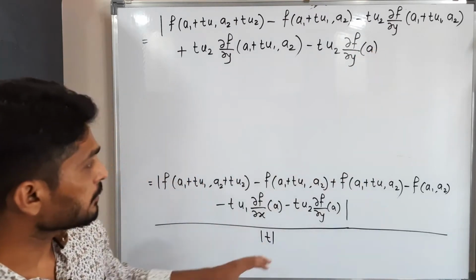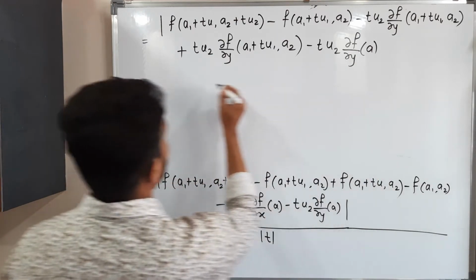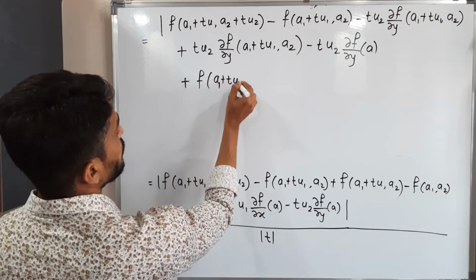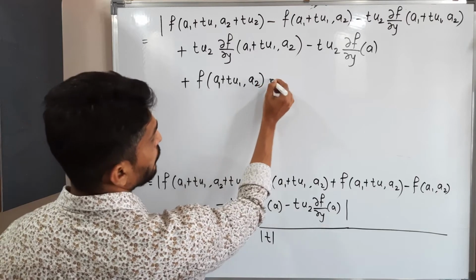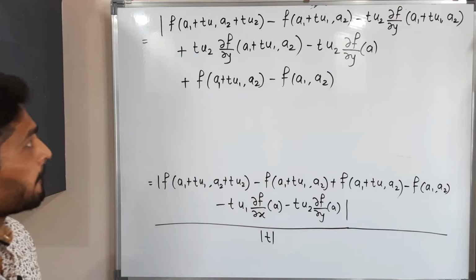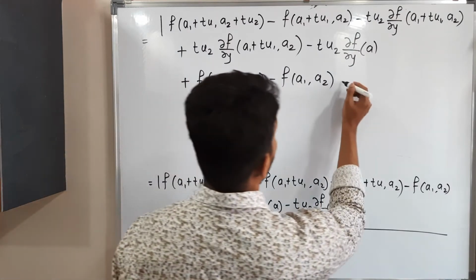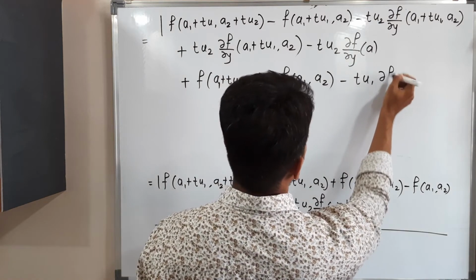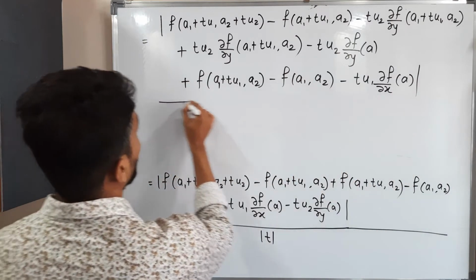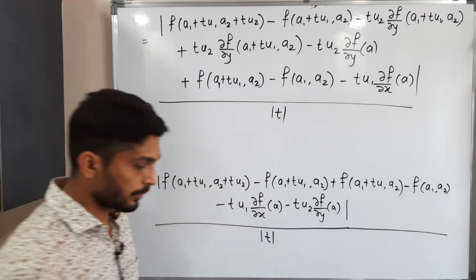Okay, see which terms are remaining now. This one, plus f of (a1 plus tu1, a2) minus f of (a1, a2), and this term is also remaining, minus tu1 divided by x of a, the whole divided by mod t. See, let me remove this part, it is not required now.